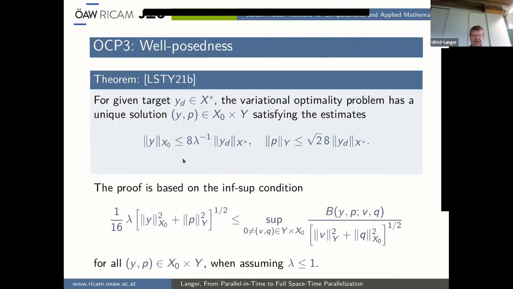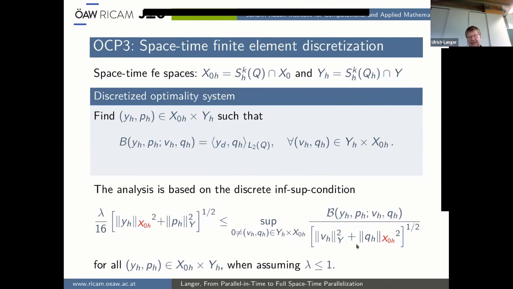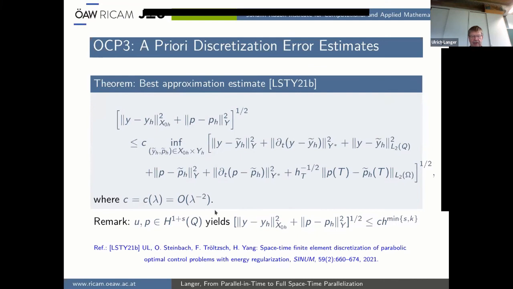well-posedness by Babuska, Necas, Banach-Necas-Babuska theory. And you can do this in a discrete setting with a discrete inf-sup condition. When you have error estimates like this, and the most important is also for low regularity solutions, if u and p are in H^(1+s), a little bit of regularity, you get optimal error estimates. So this you can find in our paper.